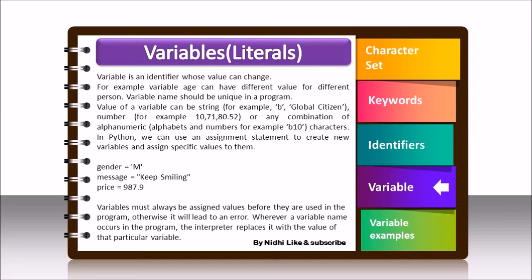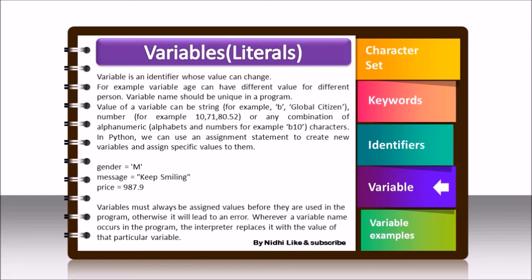In Python we can use an assignment statement to create a new variable and assign a specific value to it. Assignment means this equal to symbol, we call it the assignment operator. So gender is equal to 'm', so we are assigning a character to the variable gender. message is equal to 'keep smiling', so this is the string we are assigning to message. And price is equal to 987.9, so this is the number we are assigning to the variable price.